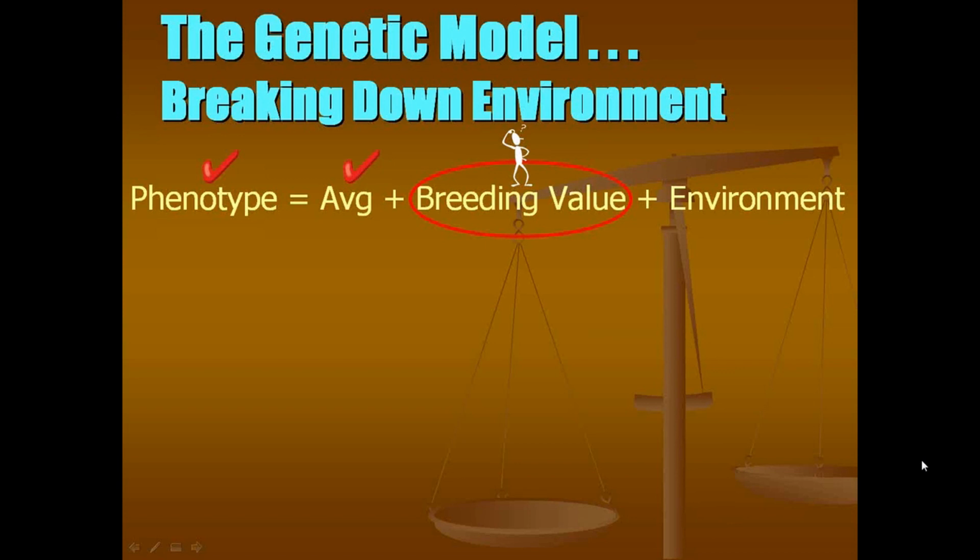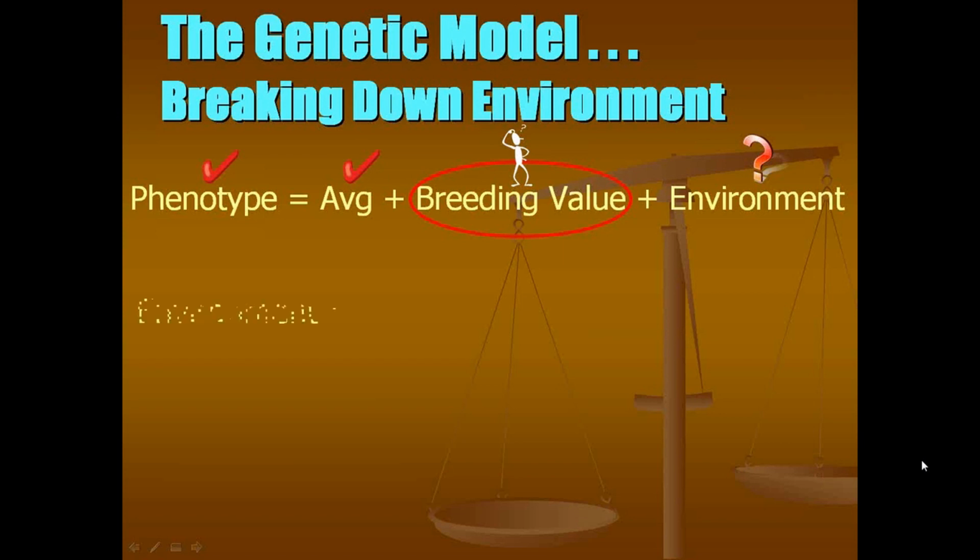If we know environment, piece of cake. We've got breeding value. Well, unfortunately, environment is a bit of a fly in the ointment. There is some uncertainty when it comes to environment. So what do we do about that? We know phenotype, we know average, and if we knew environment, it'd be a piece of cake. We'd have breeding value lickety-split. But we don't know environment with absolute certainty. So what do we do?